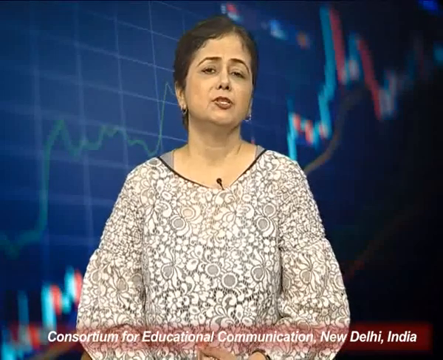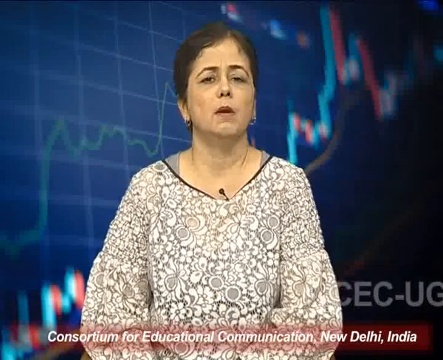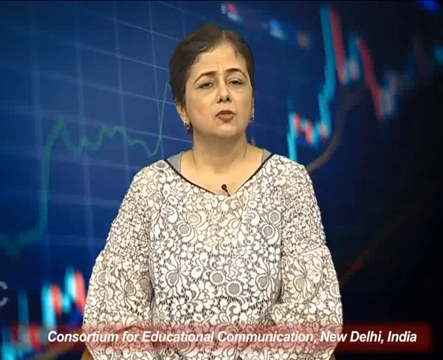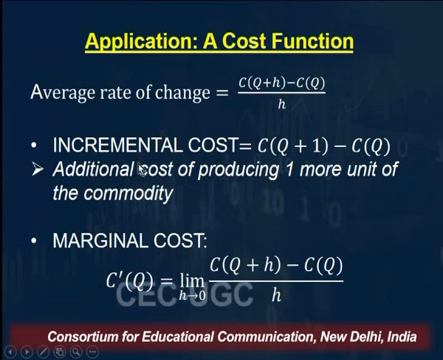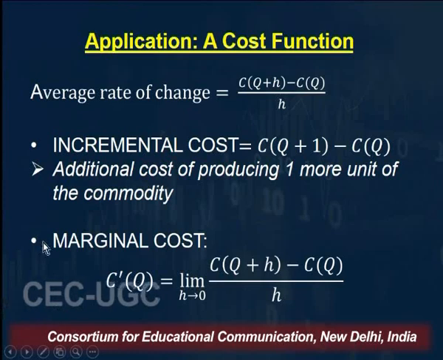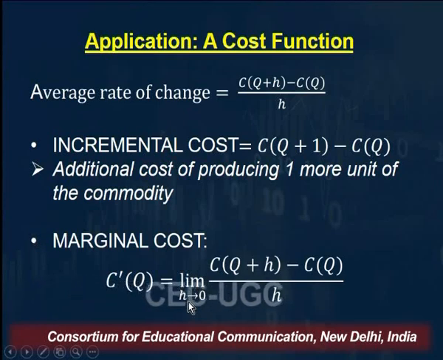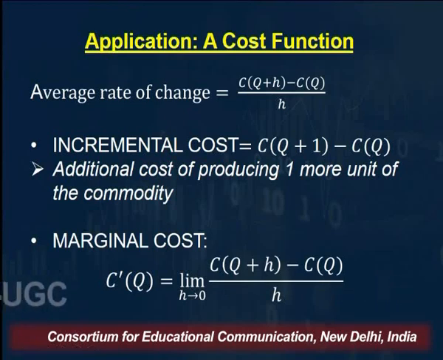When I increase Q by an infinitesimally small amount, a very teeny weeny small amount, unlike what you do in school, which is actually the incremental cost, marginal cost is actually the first derivative. It is the first derivative of the cost function with respect to Q, and that is the limit of C of Q plus H minus C of Q divided by H as H tends to 0.